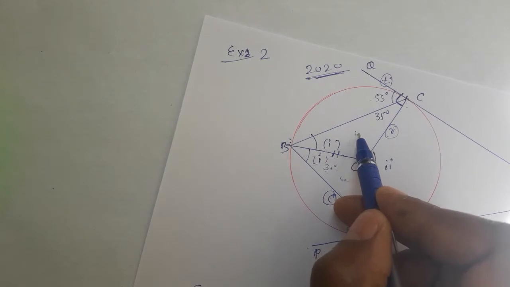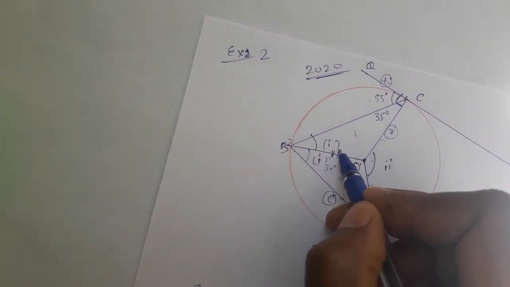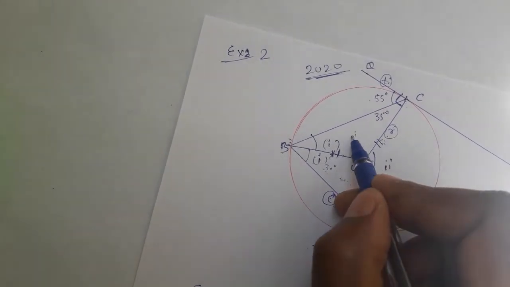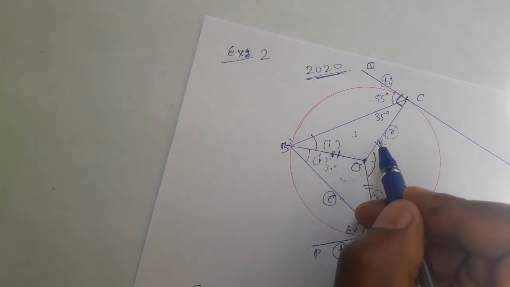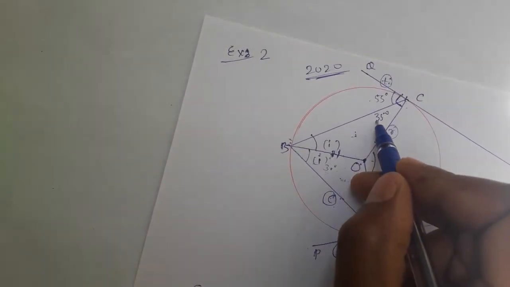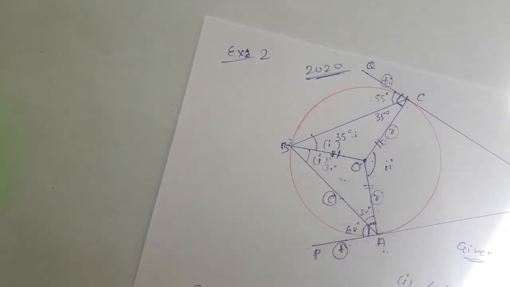Again we go to this triangle, these two are what? Radii. So this radius is equal to this radius. When two radii are there in the same triangle, this triangle becomes an isosceles triangle. Two equal sides, opposite angle. This side opposite angle is 35 and this side opposite angle also 35. Now this becomes 35 degree.